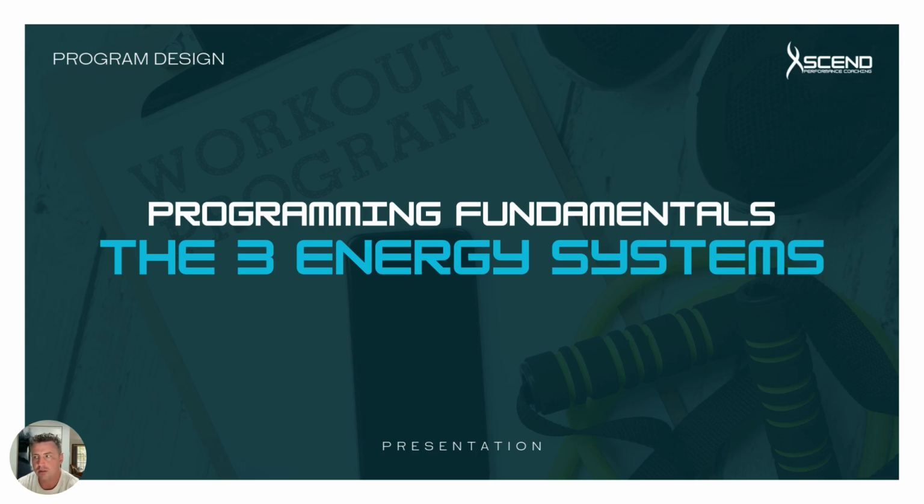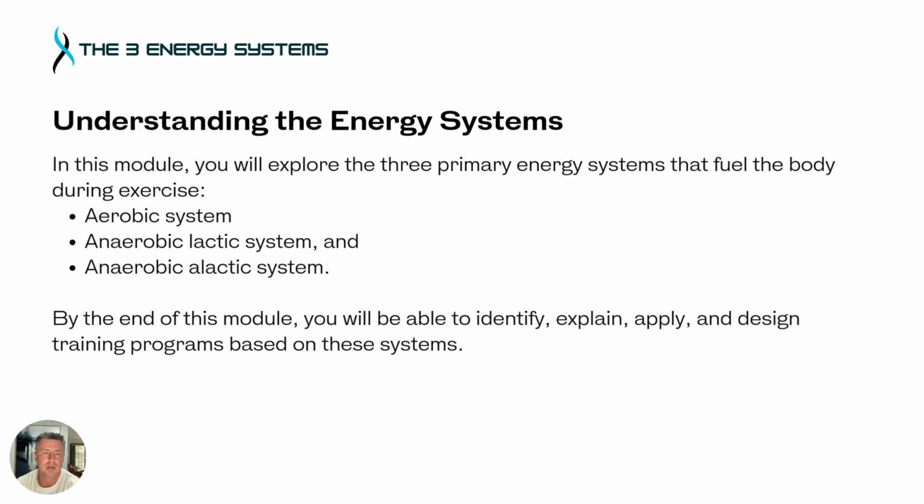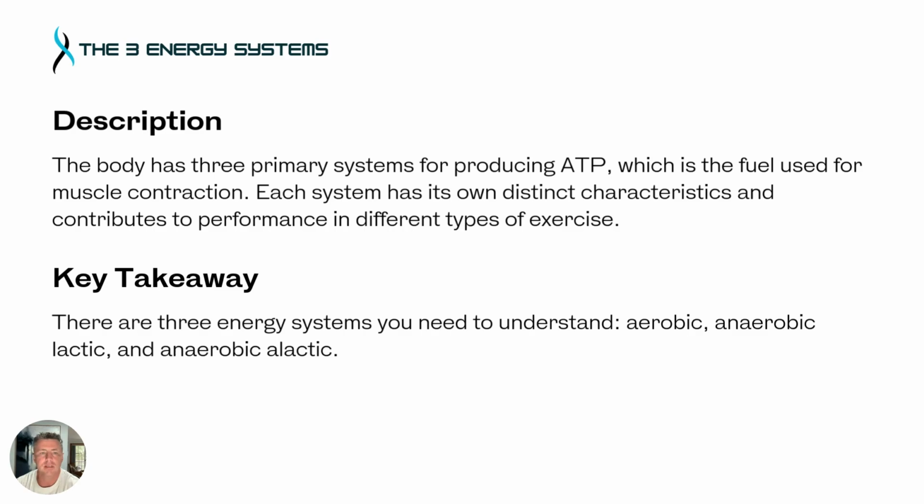So, in future courses, and we have more advanced exercise information courses coming out where we can go through this in more detail so you can understand it, this will give you enough to really help you implement it in your programming, to explain it to your clients, and to make some decisions to help your clients get better outcomes. So, three primary systems are aerobic, anaerobic lactic, and the anaerobic alactic method. We're going to be able to identify, explain, apply, and design training programs based on each of these.